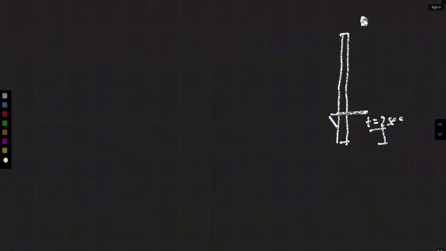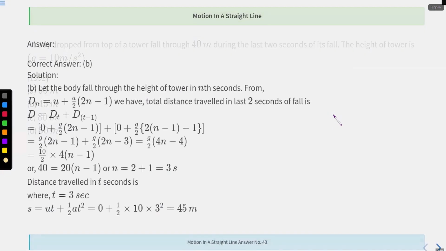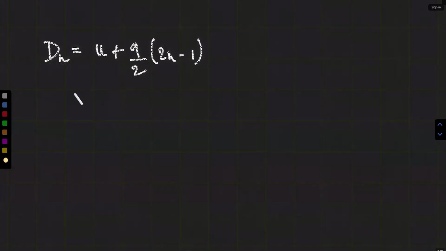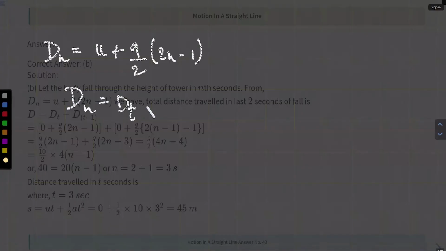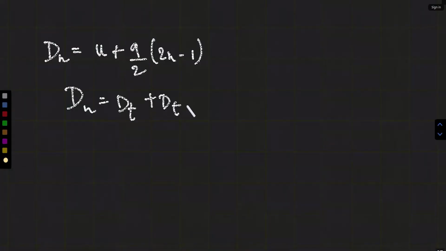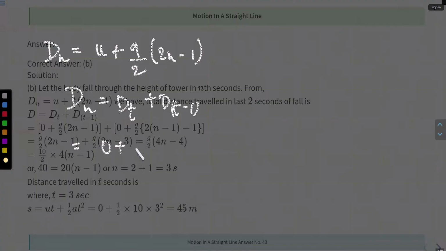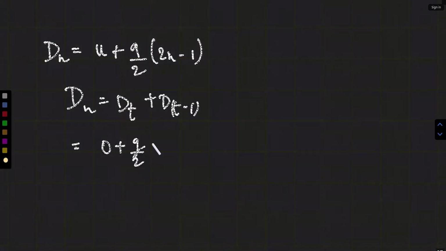In this kind of question, you basically need to apply the fourth equation of motion, which says Dn is equal to u plus a by 2 into 2n minus 1. So Dn is nothing but Dt plus Dt minus 1. What is Dt? It is 0 plus g by 2 into 2n minus 1.